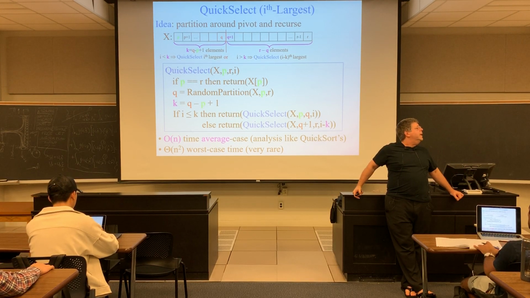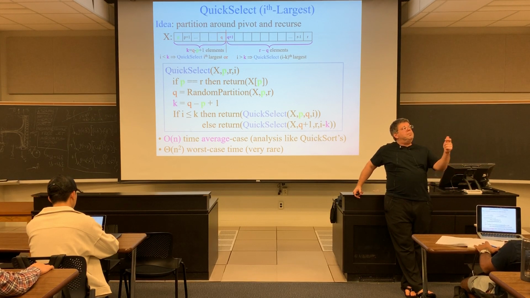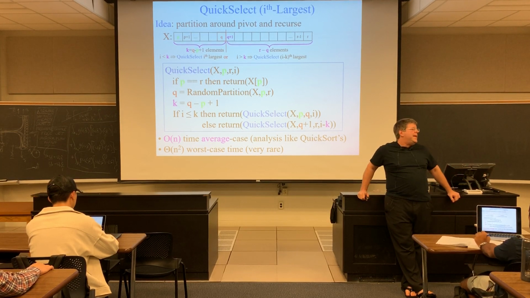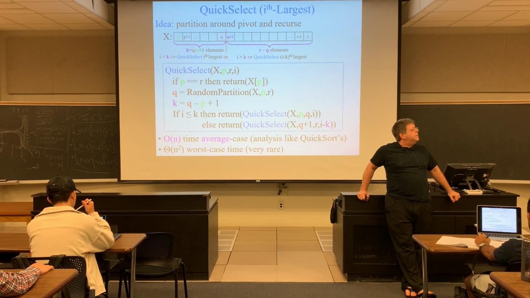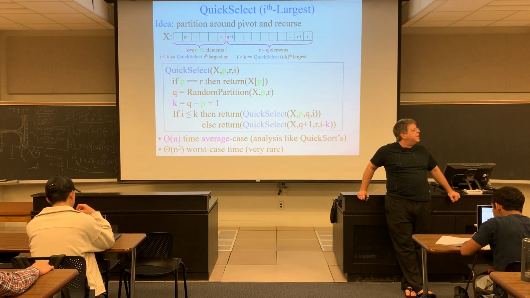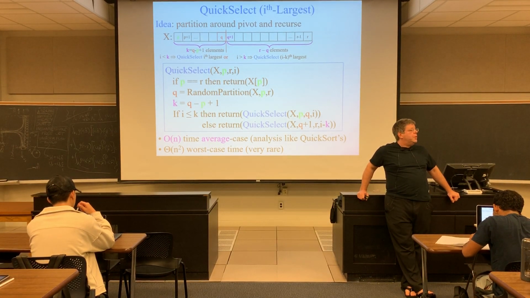Multiple pivots in parallel. Pick one pivot, do the partition. See how you like that partition. Is it 60-40? Is it 70-30? Or is it 99-1? If you don't like that partition, what should you do? Pick another pivot, repartition, and then see if you like that better.